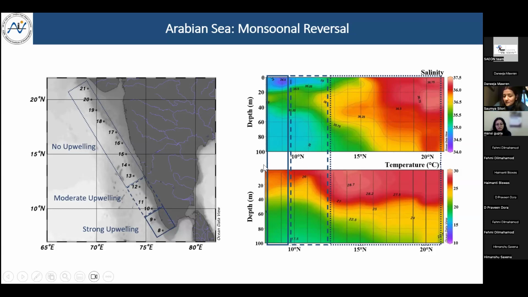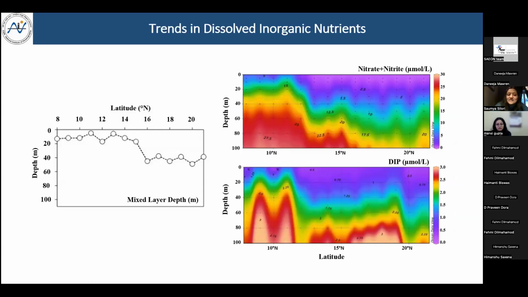So we see these cold waters that move closer to the surface. But if you look in the north, we see that the thermocline is much deeper, at about 40 meters or a little bit deeper than that. Now, based on this, we looked at the nutrient distribution and the mixed layer depths. The mixed layer depths are consequently shallower in the south, and much deeper, like the thermocline, at the northern stations.